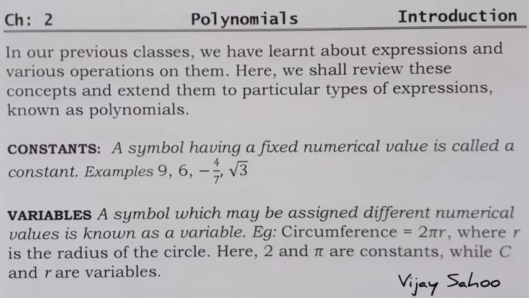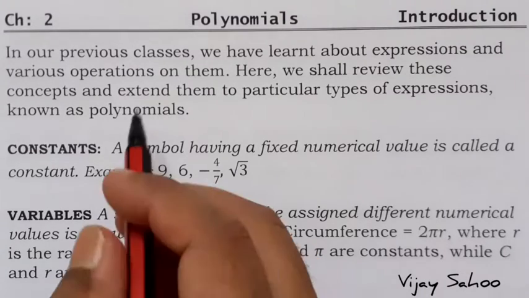In our previous class, we learned about expressions and various operations on them. It means rationalizing the denominators by using laws of exponents or addition of real rational numbers. Here we shall review these concepts and extend them to a particular type of expression known as polynomials.